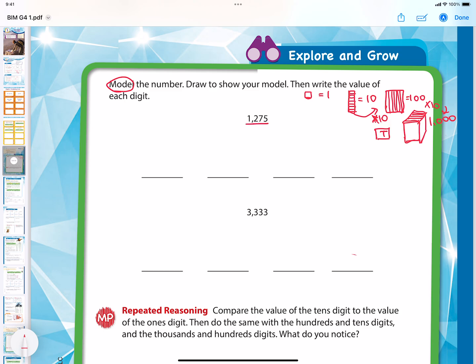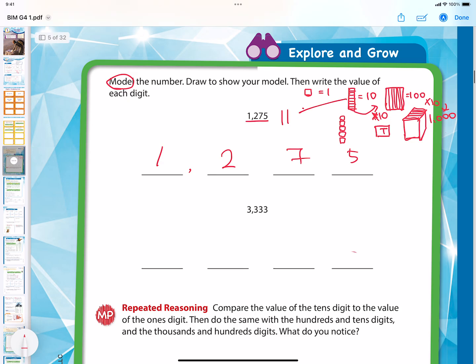Now this 1275, let's model it first. I'm going to start from the ones digit, so I need 1, 2, 3, 4, 5 small pieces, and that's 5, and I need 7. I'm going to just draw this one straight line. It represents this one stick, 1, 2, 3, 4, 5, 6, 7, which means it represents 7 tens, which is 70.